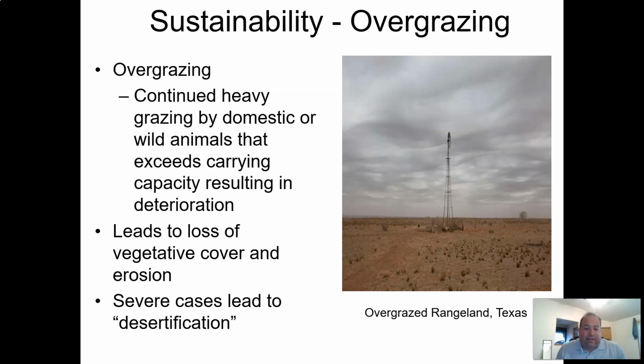Overgrazing leads to a loss of vegetation cover, and can lead to erosion as well, because we talked about soil erosion before, and one of the big things is to keep plants and trees on the land, because then you get roots, and it helps keep water in the soil. Whereas if you don't have that vegetative cover, you're really susceptible to erosion. And then you can have severe cases where you get desertification, or the idea of it turning into desert-like conditions.